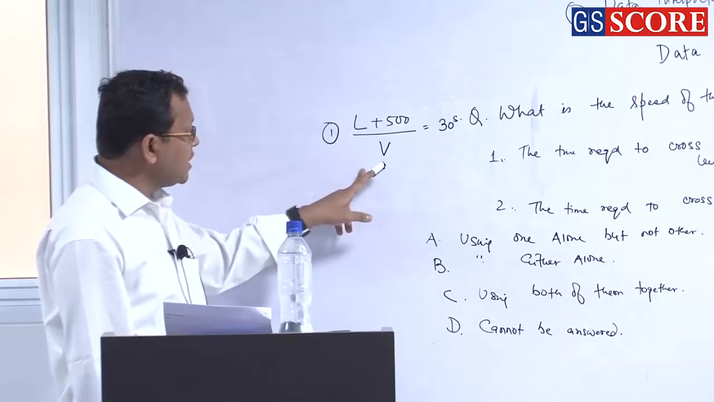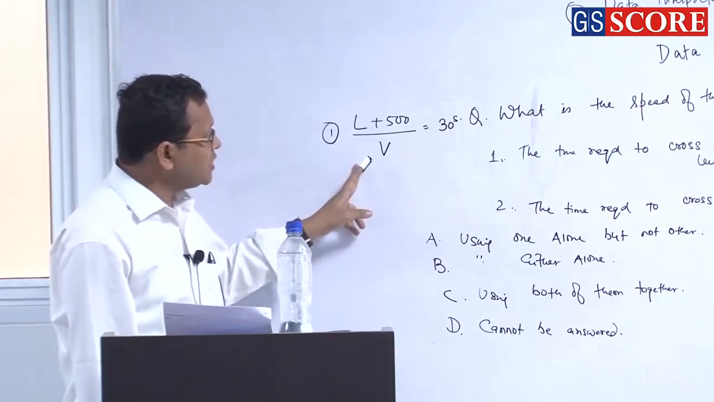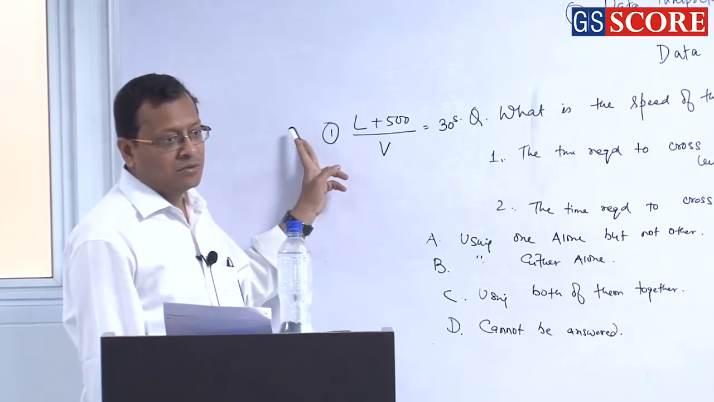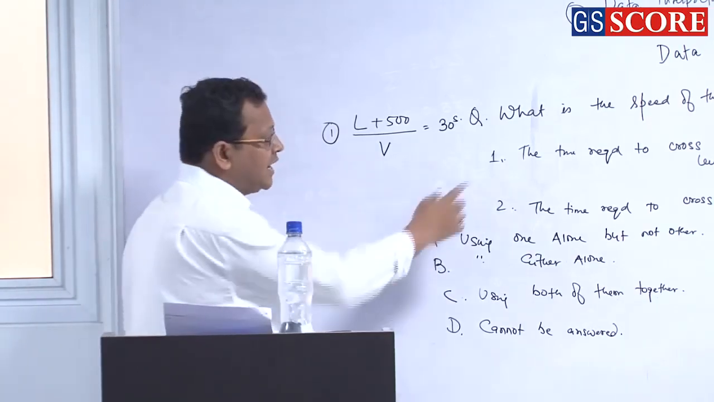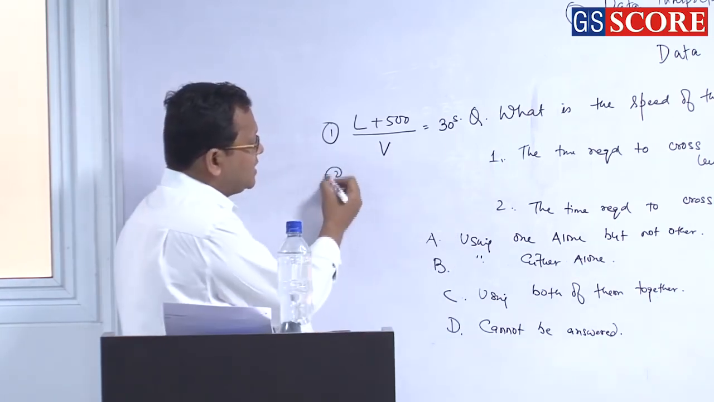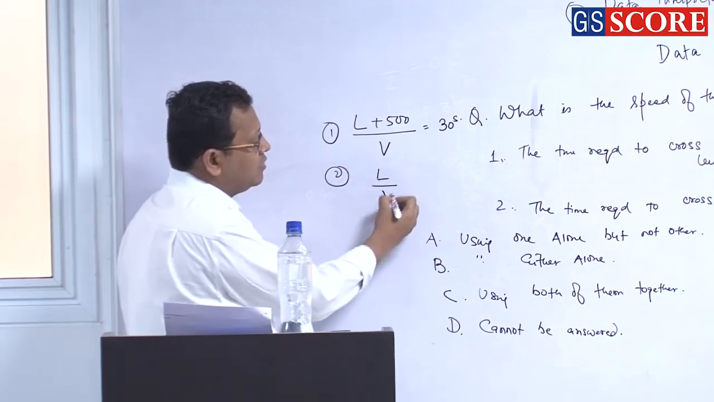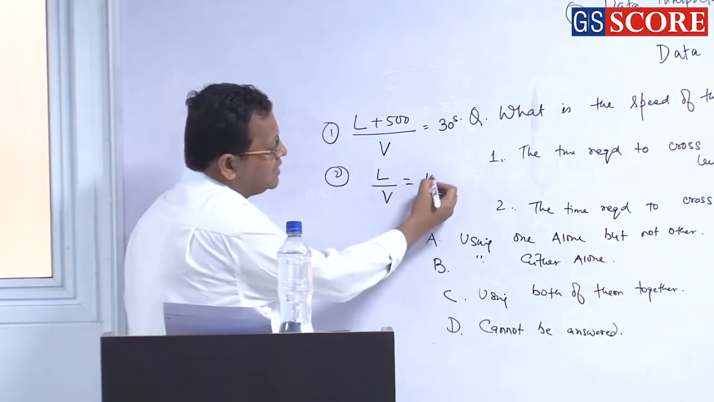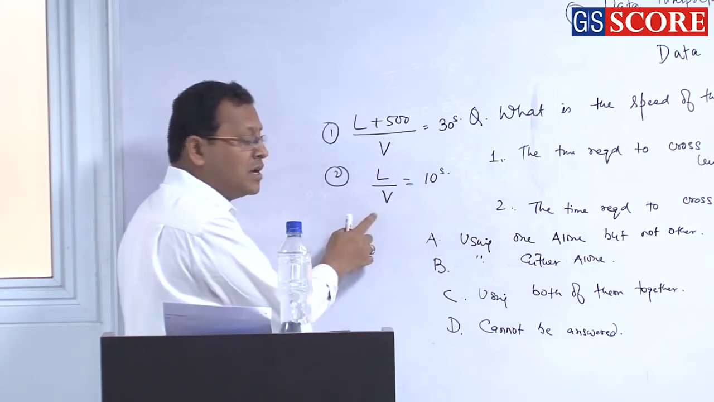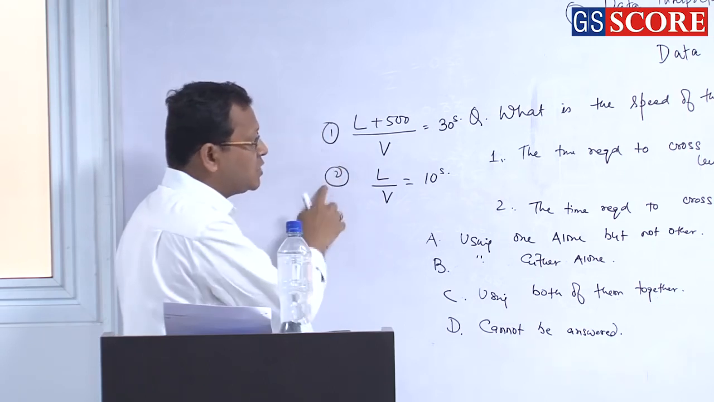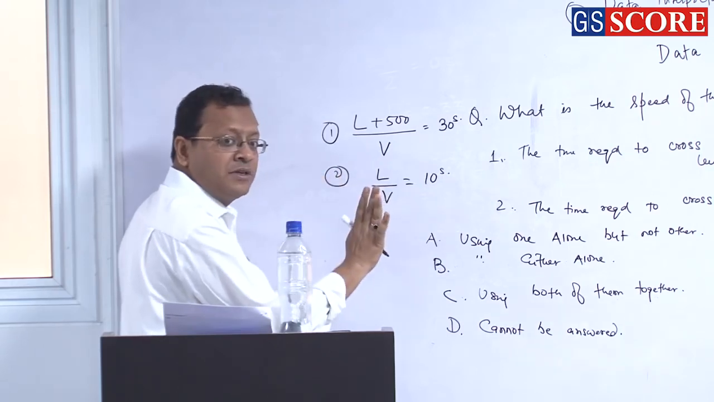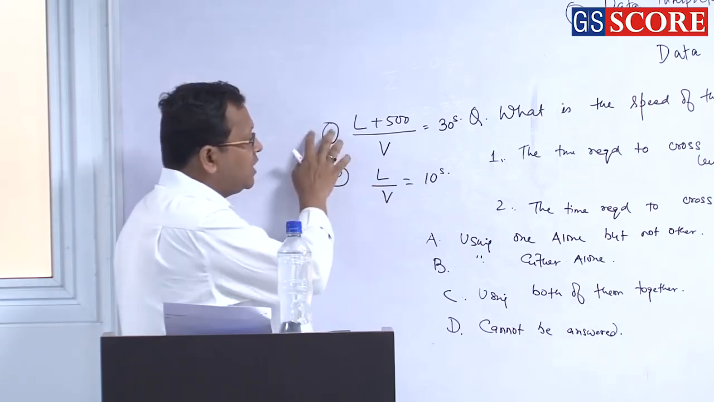So there are two unknowns here, but there is only one equation. What is the speed? Means I have to find V. So can we get the value of V from the first one? No. So first statement does not answer the question. Second, when it crosses a pole, it crosses its own length only. So in the second statement it will be L by V. What is the value? 10 seconds. Here also we are not getting the value of V because there are two unknowns, one equation. But when there are two unknowns, there are two equations, when we combine these two, we get the value of V. What is the value of V? You don't need to find. But we are getting the value of V when we combine these two statements.